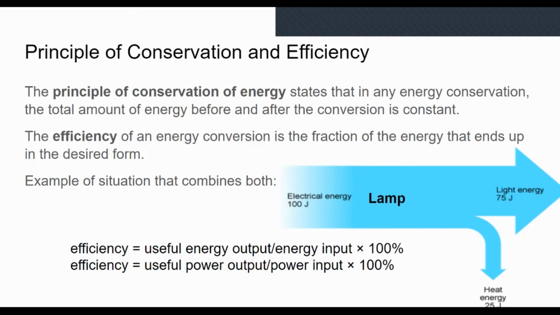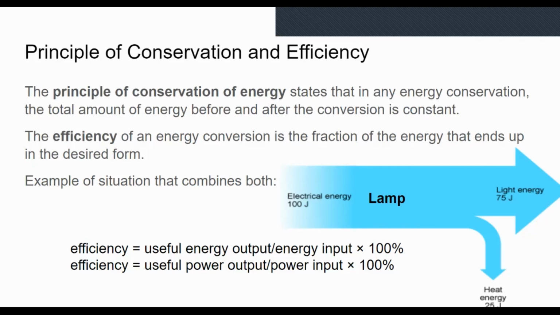Electrical energy is converted into light energy and heat energy. As you can see here, the principle of conservation of energy is shown: there was 100 joules of electrical energy before, and after it was converted, there was 75 joules of light energy and 25 joules of heat energy. Energy before and after conversion is equal.